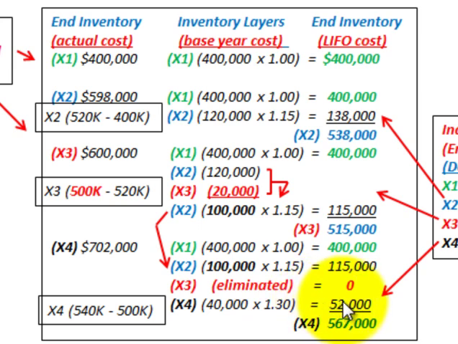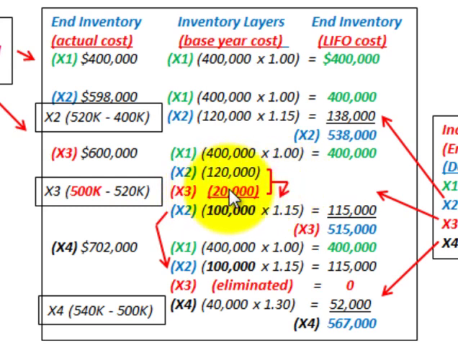So that increase was $40,000 times the price index for year X4 was 130% or 1.3, gives us $52,000. So here is how, for year X4, the ending inventory LIFO cost is simply the 400,000 base year amount plus year X2 is 115,000. Year X3 is eliminated, zero, and then year X4's amount was $52,000. So for year X4, the LIFO inventory cost is $567,000.